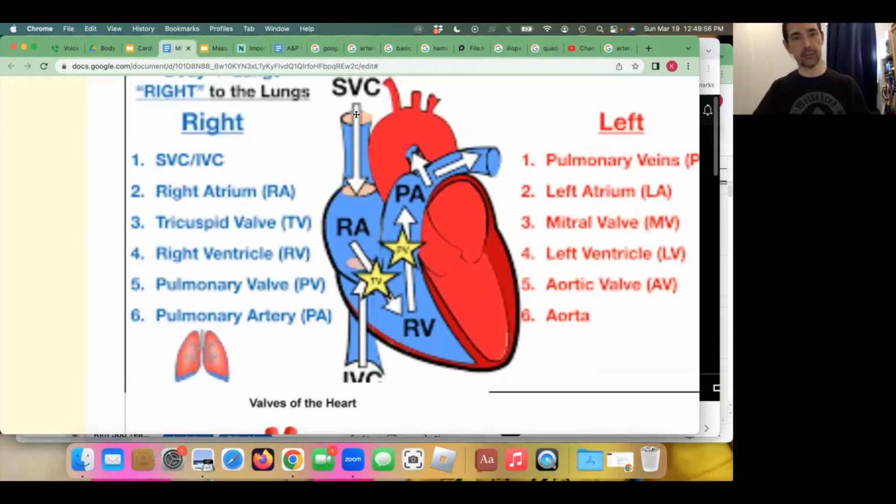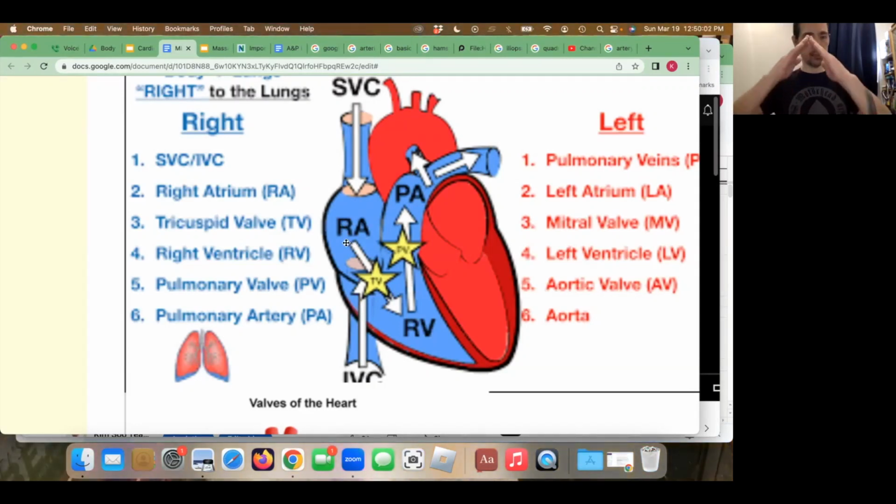Deoxygenated blood comes in through the superior vena cava and the inferior vena cava. They both feed into the right atrium, which is the top chamber on the right side of the heart. From the atrium, the deoxygenated blood goes into the right ventricle. To get there, it has to go through a valve. The name of that valve is the tricuspid valve.